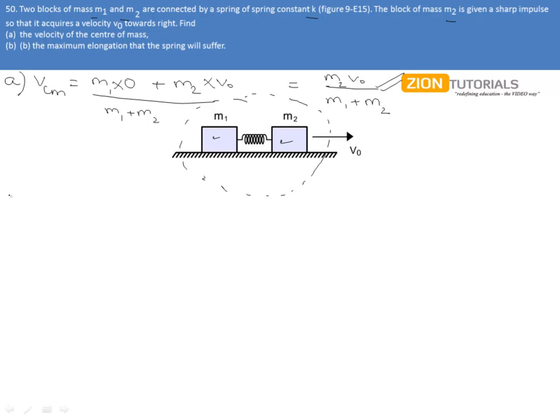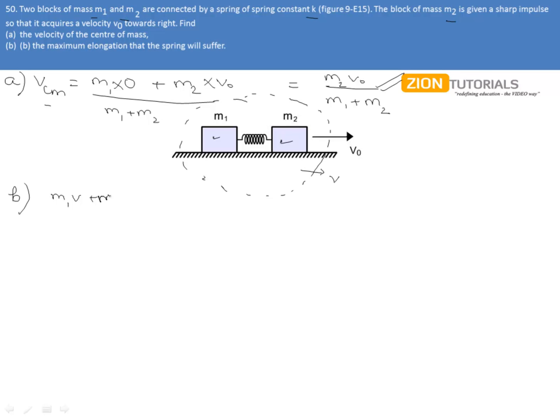Proceeding to the second part of this question, in which we need to find the maximum elongation that the spring will suffer. Now, since the center of mass velocity is m2 v0 upon m1 plus m2, whenever the maximum elongation will take place, suppose at that position both of these move ahead with a velocity of v.